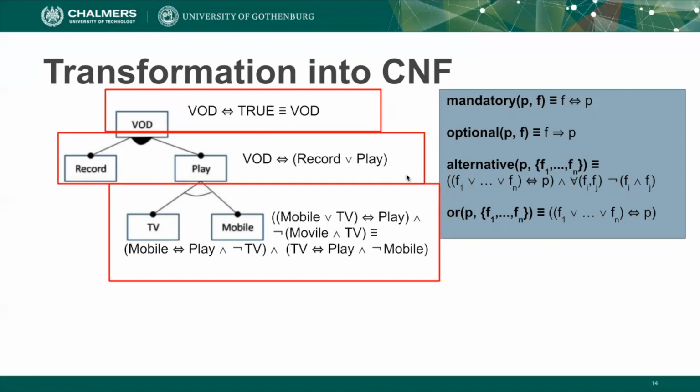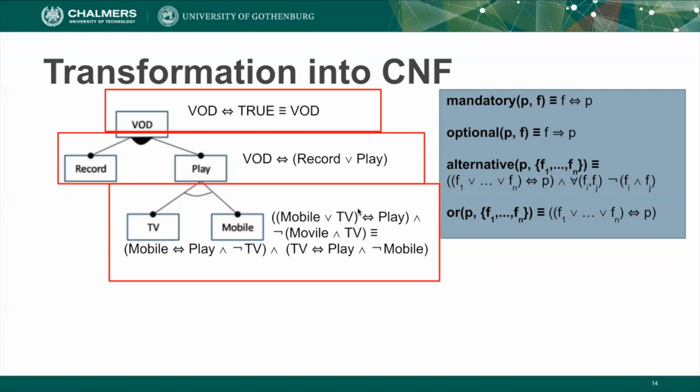And below play, we have this open arc, which means we can choose exactly one. This is an XOR. Okay, so what we have is mobile or TV implies play, and vice versa. If we choose play, we must choose at least one of these. If we choose at least one of these, we must choose play, and we can't choose both TV and mobile at the same time. Right now, we can distribute that a little bit.